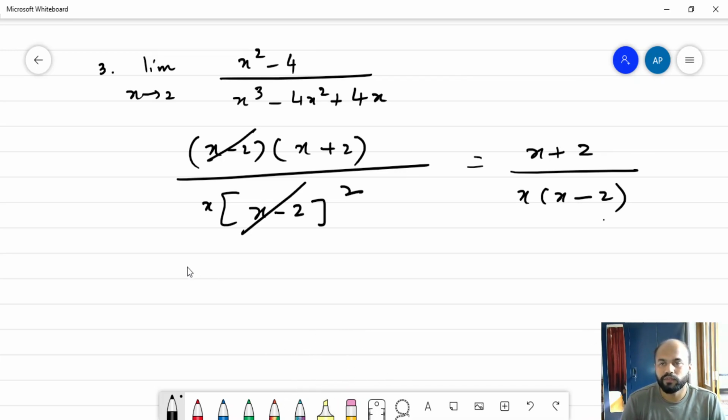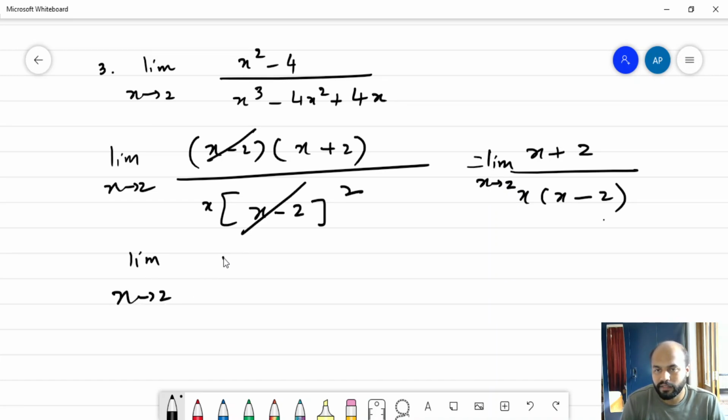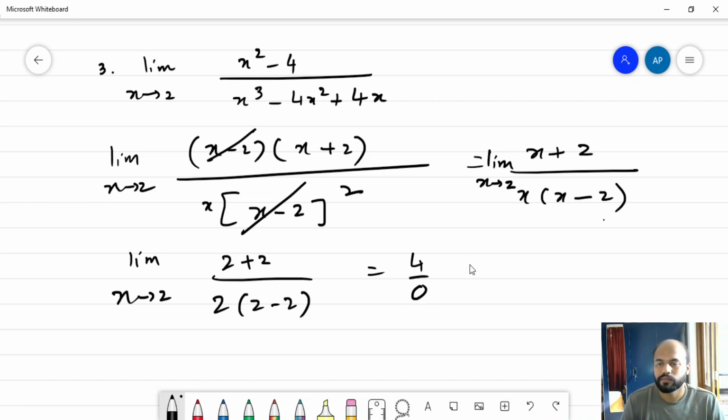So if we put the value of 2 over here, then what we get is limit. Every time it is really important to write this thing, that is limit x tending to 2. Limit x tending to 2, this would then be written as (2 plus 2) by 2 into (2 minus 2). So overall what we are getting is 4 by 0. So we can say that the limit is not defined in this case. Whatever technique we use, we are always going to get the answer as not defined.